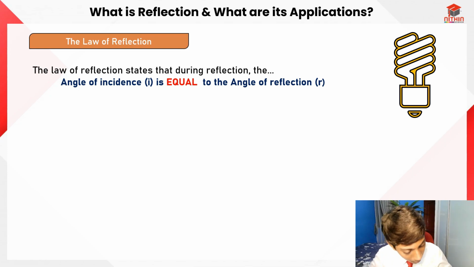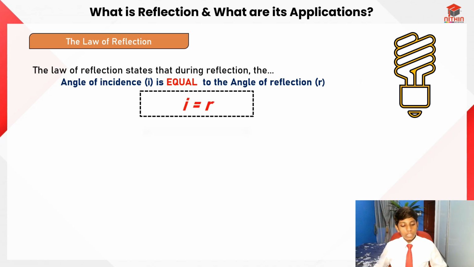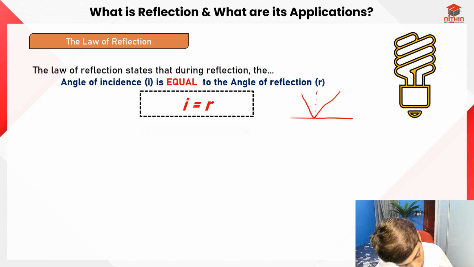Imagine this is the mirror, and this is the normal. Basically I is equal to R. Imagine that this is the plane mirror, and then the incident ray comes in, and the reflected ray goes out, and here is the normal. This I is equal to this R. That is what they are trying to tell us.